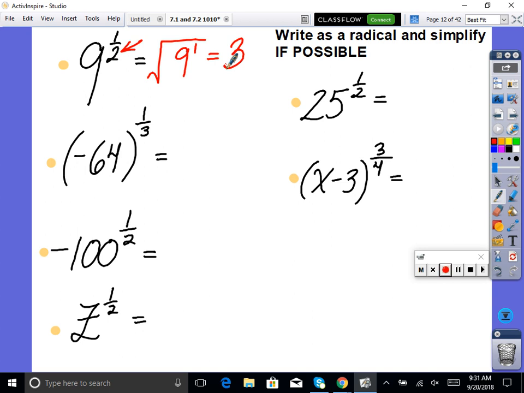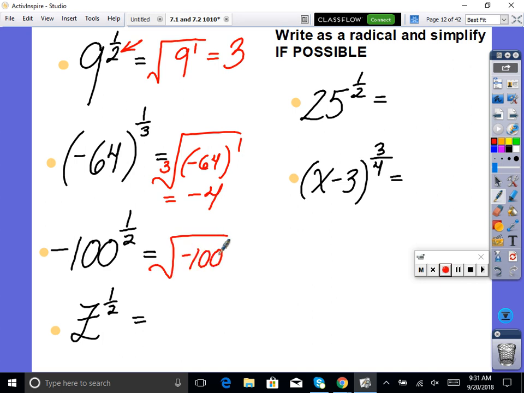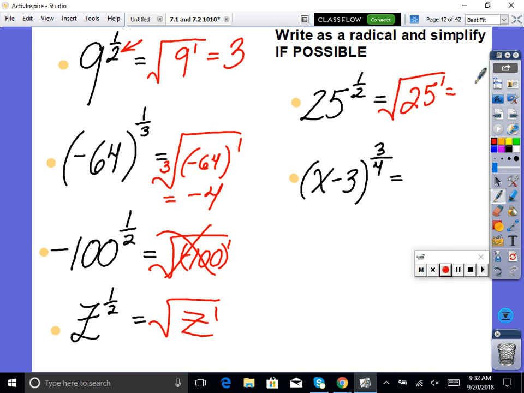Now right here, isn't this the cube root? The cube root of negative 64 to the first power. What's the cube root of negative 64? Negative 4, everybody, right? Odd roots can have negatives. Are we focusing? Okay, right here we have the square root of negative 100 to the first power. Can we do that? No. Negative under an even root. So no, there's not a real root here. This is the square root of z to the first power. Right here we have the square root of 25 to the first, which is 5.